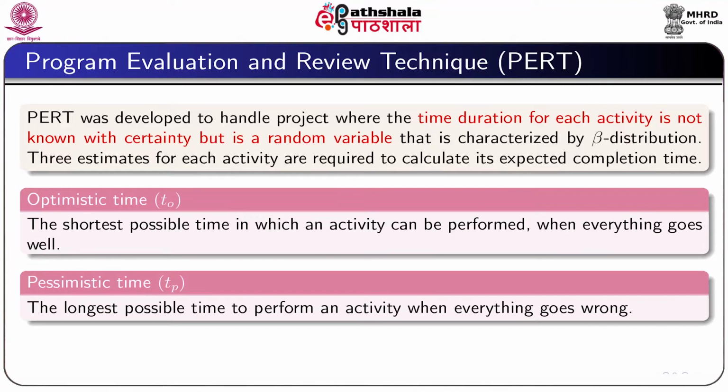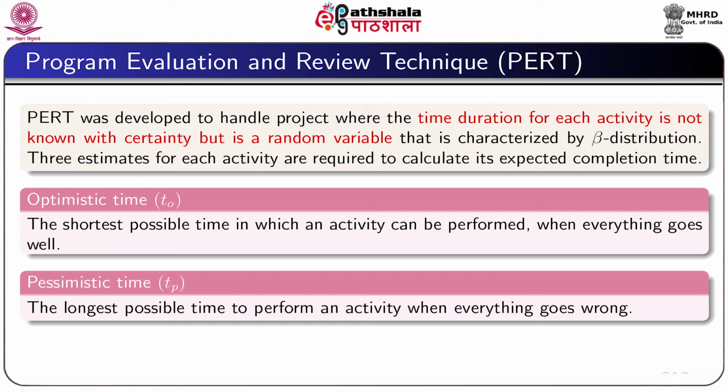PERT was developed in 1956-58 by a research team to help in the planning and scheduling of the US Navy's Polaris nuclear submarine missile project, involving thousands of activities. PERT was developed to handle projects where the time duration for each activity is not known with certainty, but can be described by a random variable which is characterized by beta distribution.